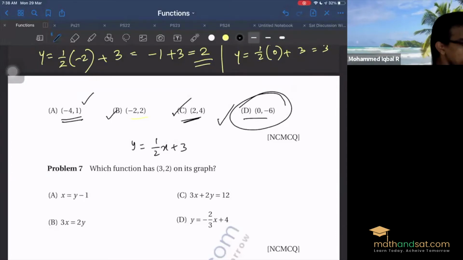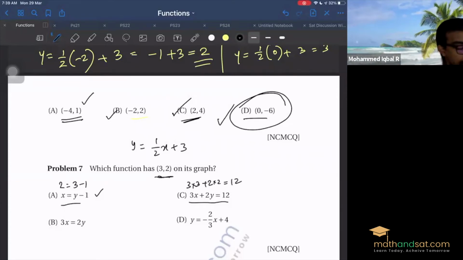In the next question, which function has 3, 2 on its graph? You just need to verify which function has 3, 2 on the graph. Just try to substitute 3, 2 here. 3, 2. So 2 is equal to 3 minus 1. Yeah. So this is satisfying. 3x plus 2y is equal to 12. So 3 times 3 plus 2 times 2 is equal to 12. So it's 9 plus 4 is equal to 13. It's not satisfied. 3x is equal to 2y. So this is 3 times 3 is equal to 2 times 2. It's not satisfied.